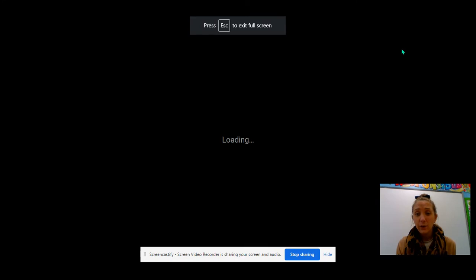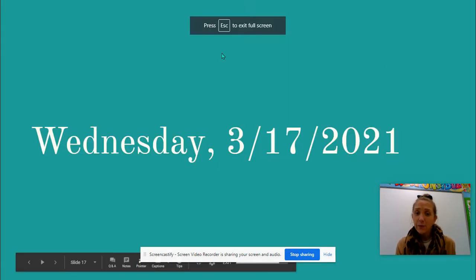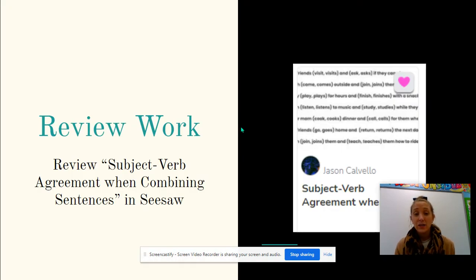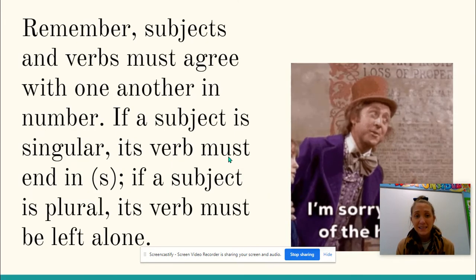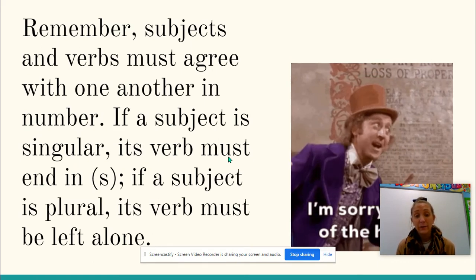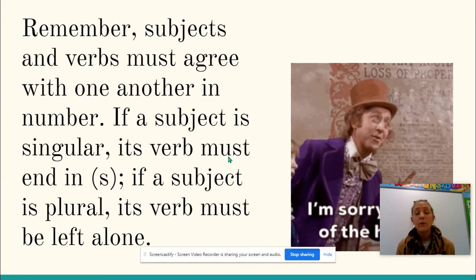So let me go ahead and go over today, Wednesday's writing assignment. I have already gone through all of your Seesaw activities, and I have mentioned to you if there's anything incomplete or if you need to fix something. Remember, the big thing while we're combining sentences that have the same subjects but different predicates is that subjects and verbs must agree with one another. Okay, they have to agree with one another.